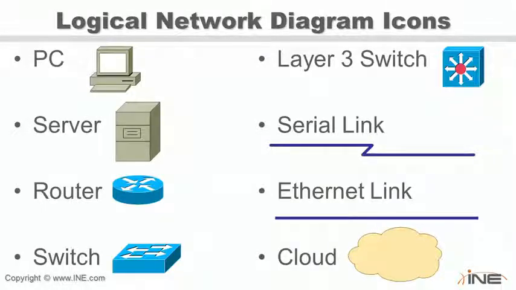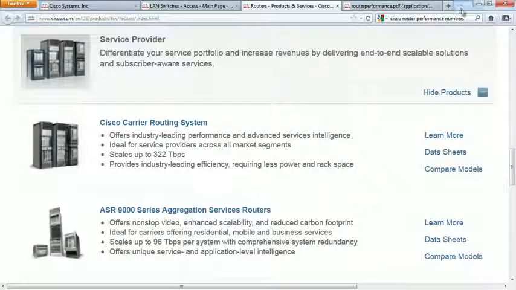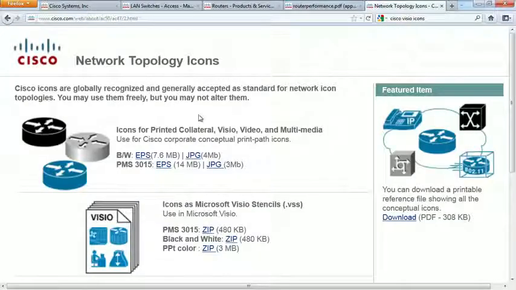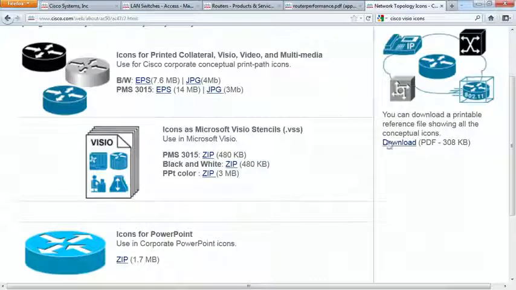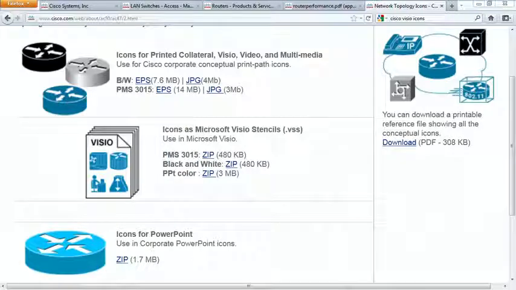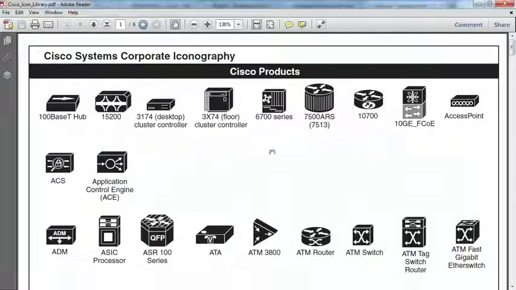We'll see as we build different topologies and go through different examples that this is generally what the icons are going to mean. Now, if you want to use these for any diagrams or examples of your own, search for the Cisco Visio icons. There's a portion of their website, the network topology icons, where they actually publish these. You'll see that there are different ones for basically all of the different types of devices that they make. If you look at the full PDF, you'll see they have specific icons for different devices.